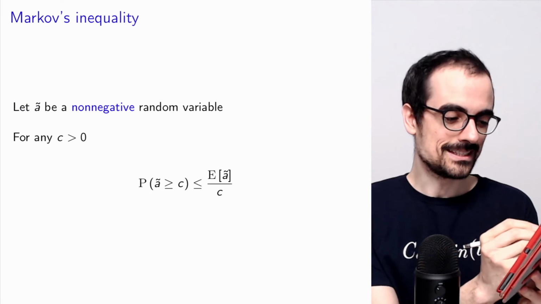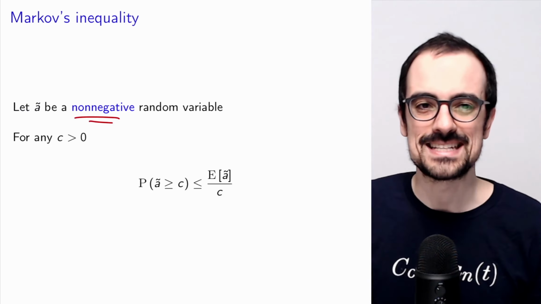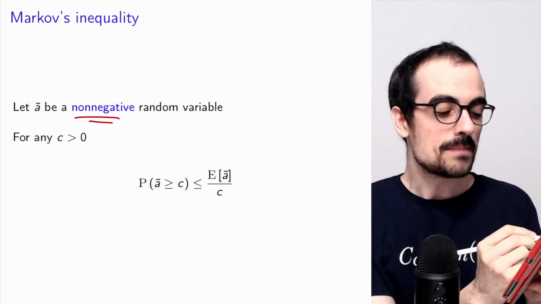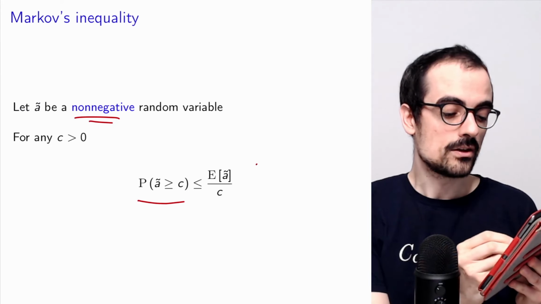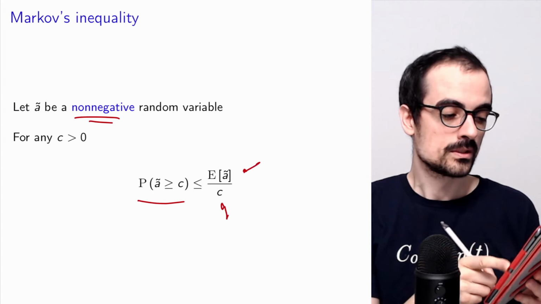Again, for a non-negative random variable, here I did emphasize this adequately, there's this bound on the probability that a is greater than a certain constant, which is the mean of the random variable divided by c.